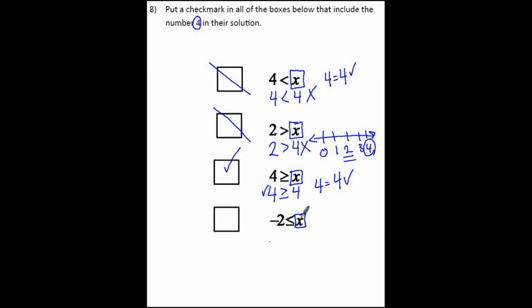Now if we replace x with 4 in this last one, then we can see if -2 is less than or equal to 4, and see if 4 is the solution. So on the number line, we've got 0, 1, 2, 3, 4 on the positive side, and -1, -2 on the negative side, and 4 is furthest to the right, so we know that 4 is bigger than -2. And that's what this inequality symbol is saying, so we know that this is true, and this is a solution for the last inequality.